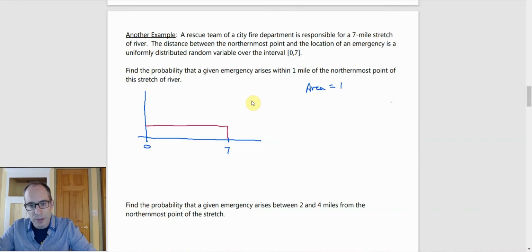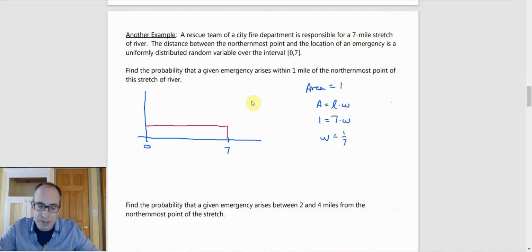Right? So then you could say, well then, if area is length times width, then 1 is going to be 7 times width, right? So then the width has to be 1/7, or I guess the height in the picture, right? Just like before. So 1/7 right there. And then we want to find the probability that a given emergency arises within 1 mile. So 1 mile or closer.